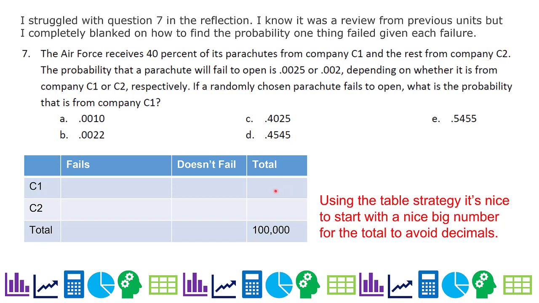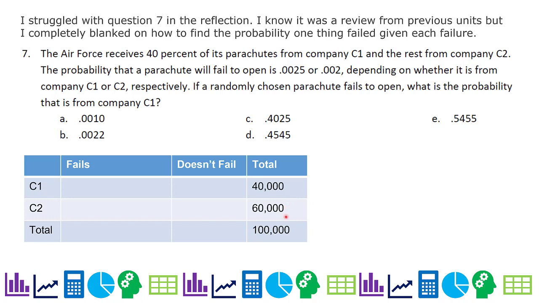All right, so I'm going to make up a big number and create a table. So I'm using one strategy. I'm also going to show you the tree diagram strategy. So I'll say, hey, we got 100,000 parachutes. All right. So 40% come from C1. That means I have 40,000 come from company 1 and 60,000 from company 2. Then I can go ahead and calculate what percent of C1 fails, what percent of C2 fails, and that gives me a total for what percent fail. So here we said 2.5% of company 1, 2% of company 2. So we have 1,000 and 1,200.